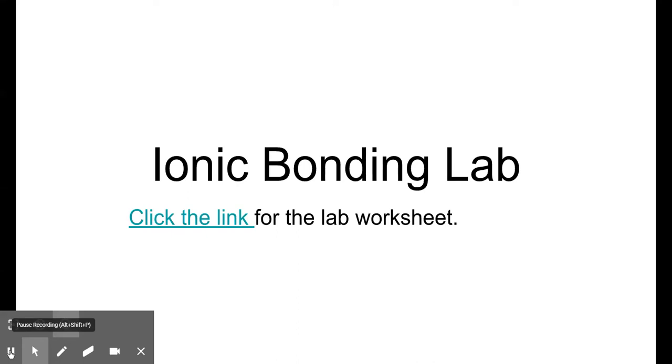Are you ready to try the ionic bonding lab? You're going to need to either print out the worksheet by clicking the link and looking at the lab sheet, or open the link and do the lab on paper. So you'll need 3 sheets of paper to do the lab. Pause anytime you need to go slower or to get your supplies, and just resume when you're ready to go on.